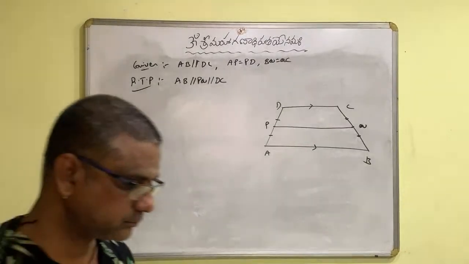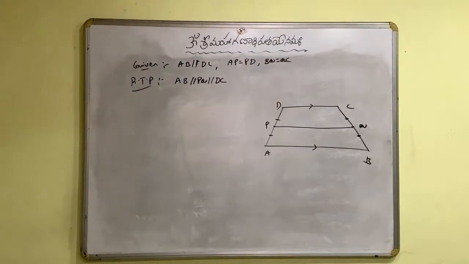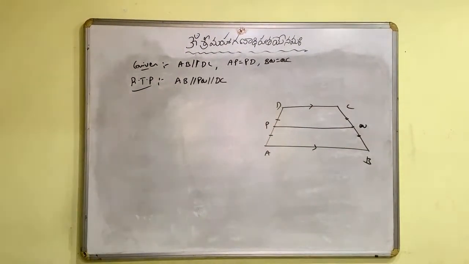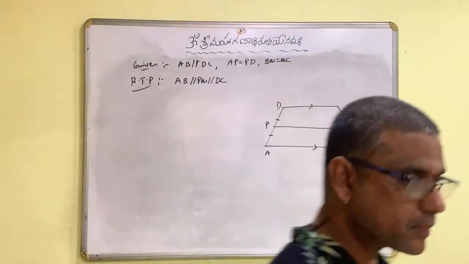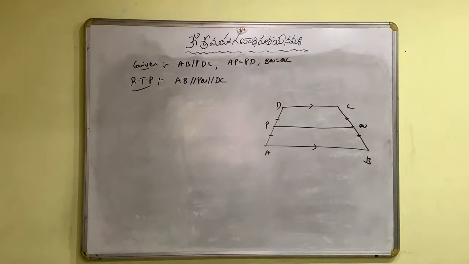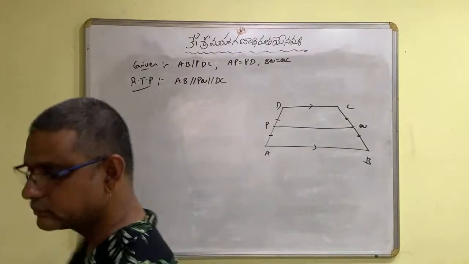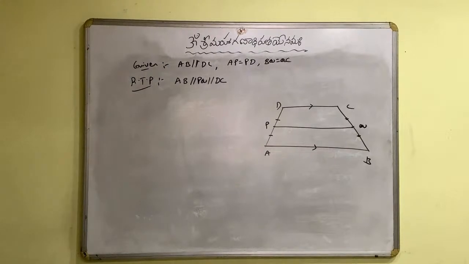How to prove it? Any idea, children? Produce DC to a point E so that we can apply the theorem.